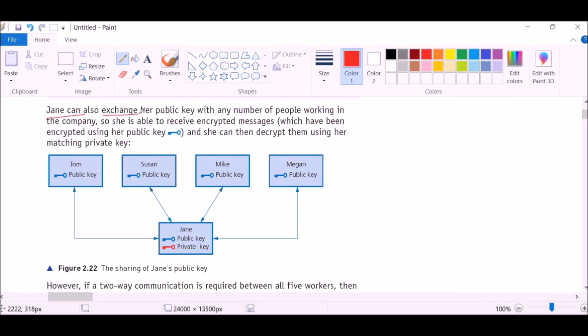Jane can also exchange her public key with any number of people working in the company. So she is able to receive encrypted messages which have been encrypted using her public key, and she can then decrypt them using her matching private key. So this diagram shows that Jane can send her public key to anyone, but can only decrypt messages sent to her using her private key.